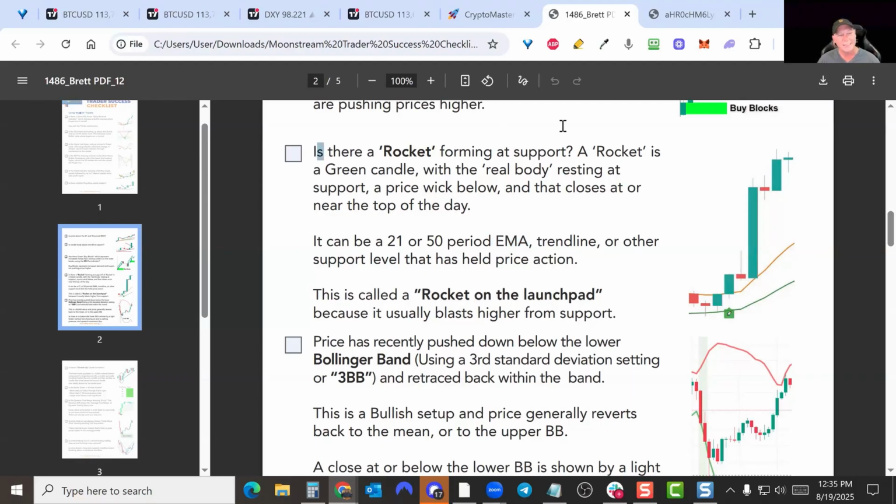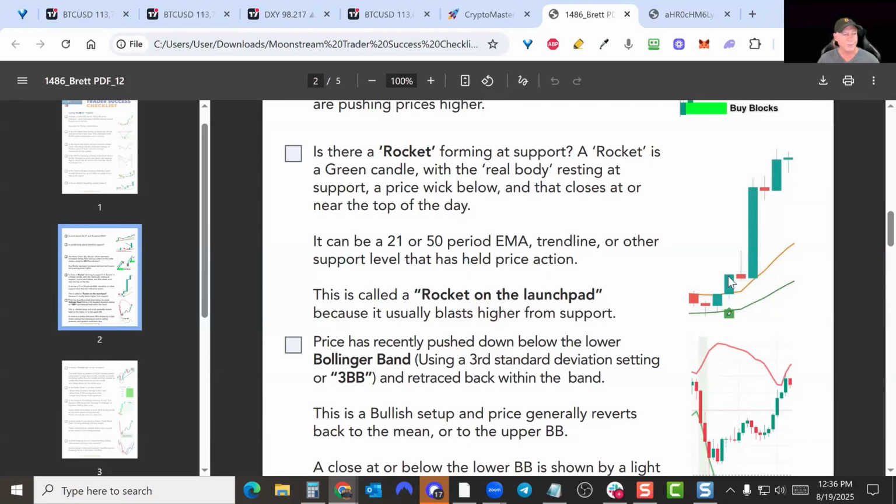So the description: is there a rocket at support? A rocket is a green candle with a real body resting at support, and a price wick below that closes at or near the top of the day. How do you know that? It closes, and you don't see a tail on the top, the topping tail as we call it. That tells us that buyers were in control all the way into the end.